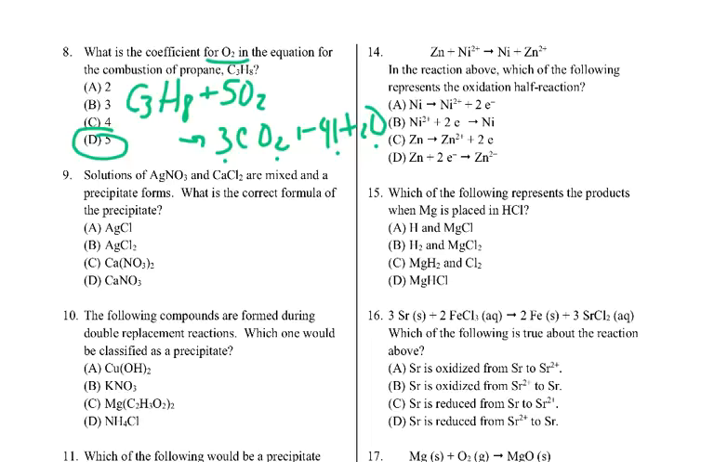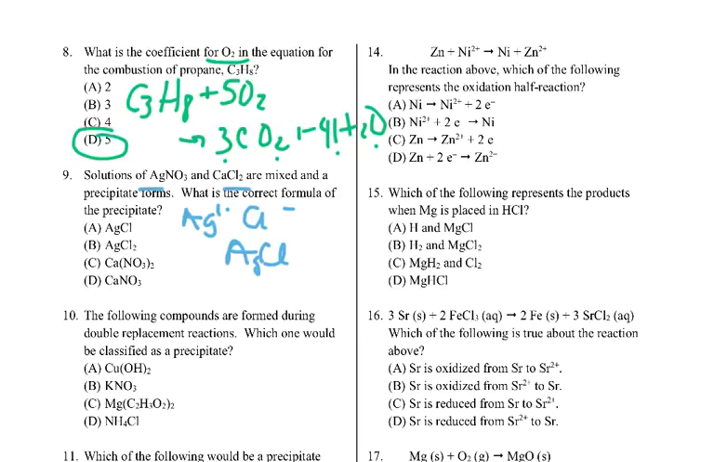Solutions of silver nitrate and calcium chloride are mixed and a precipitate forms. What is the correct formula of the precipitate? So there are two ideas here. If I mix together silver nitrate and calcium chloride, I'm going to get silver and chloride. And I know that Ag is Ag plus and Cl is Cl minus. So one compound is AgCl2. No, I just said that wrong. One is AgCl, plus and minus 1.